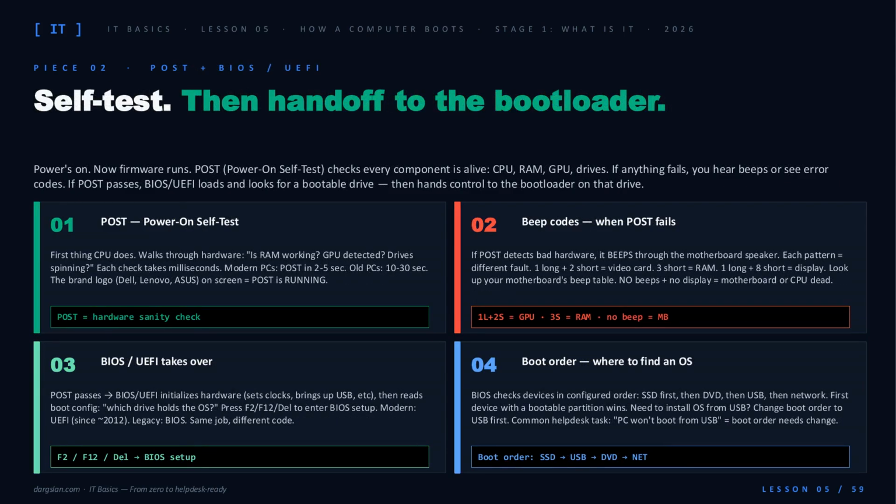Power's flowing. Now the firmware wakes up and runs POST, the power-on self-test. The CPU quickly walks through the hardware asking, is RAM responding? Is the GPU there? Are the drives spinning? If something's broken, you'll hear it, literally. The motherboard speaker beeps in patterns. 1 long and 2 short usually means the video card, 3 short points to RAM, and complete silence with no display points back to the motherboard or CPU itself.